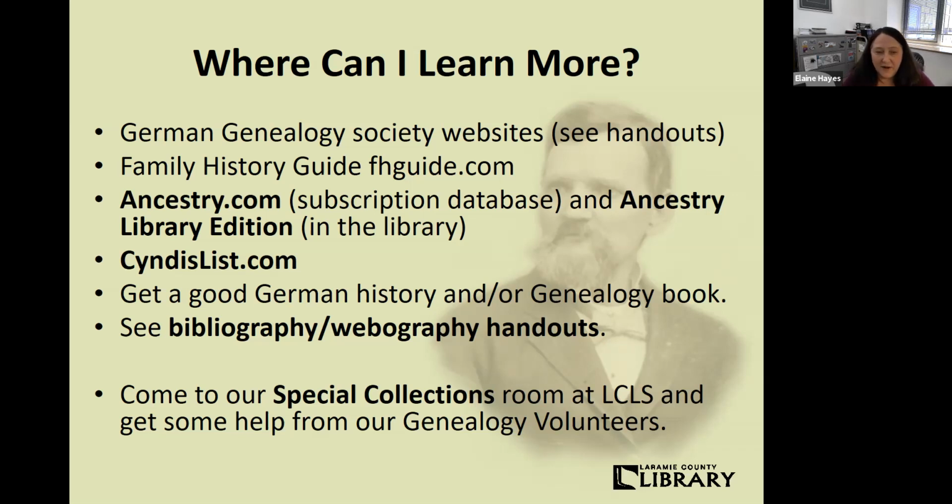Both Ancestry.com and Ancestry Library Edition have some help, and I think Ancestry Academy is what they call it, where you can look at different webinars and information, and there's handouts and things like that. Cindy'sList.com is a genealogy website that's been around for probably 25 years, but it's just a list of different other websites where you can find information by subject.